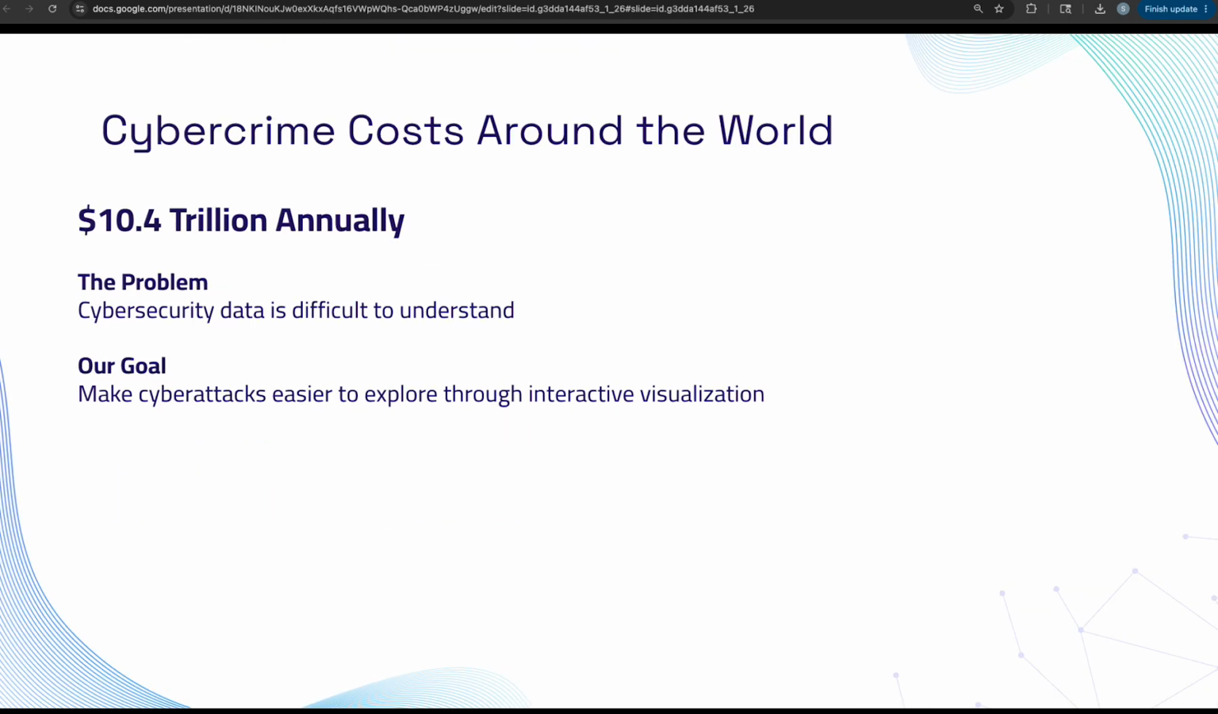So cybercrime costs the global economy 10.4 trillion every single year. That's more than the GDP of some of the largest countries in the world. The problem isn't the attacks themselves, it's that the cybersecurity data is nearly impossible for most people to understand. It's full of technical jargon, it's disconnected from real consequences, and buried in raw numbers. Our goal was to fix that and make cyber attacks more explorable and understandable for everyone.